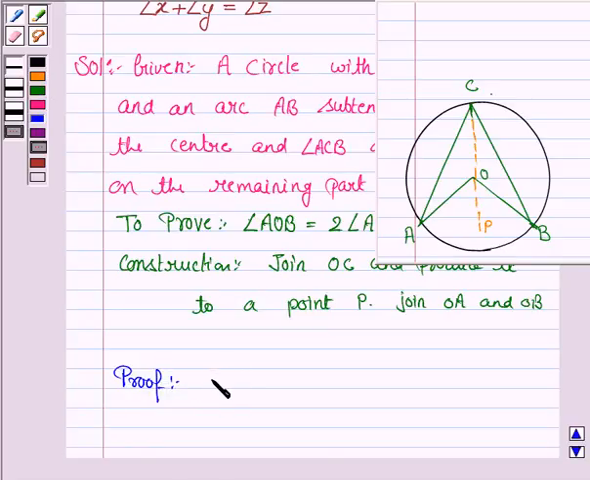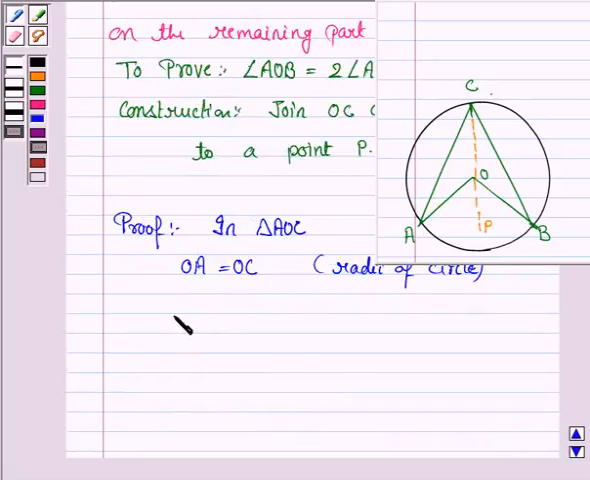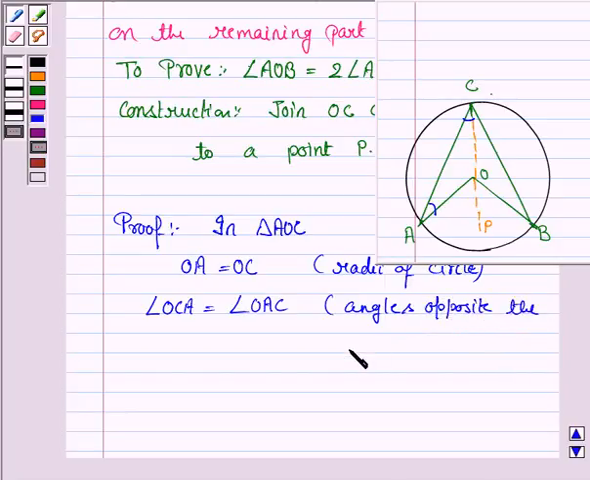Now in triangle AOC, OA is equal to OC because these are the radii of the circle. Now angle OCA is equal to angle OAC. Angle OCA, that is this angle, is equal to this angle, as we know that angles opposite the equal sides are equal.